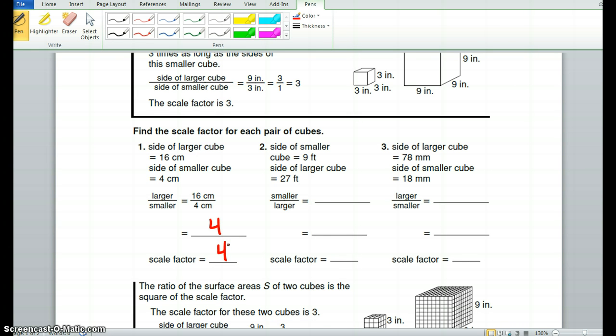Let's look at our next cube. Our next cube, we have a small one that has a side of 9 feet. The larger cube has a length of 27 feet. So obviously I would just put 9 feet over 27 feet. And we'll simplify that to simply 1 over 3. So in this case, our scale factor is a fraction, which means we're reducing it in size.